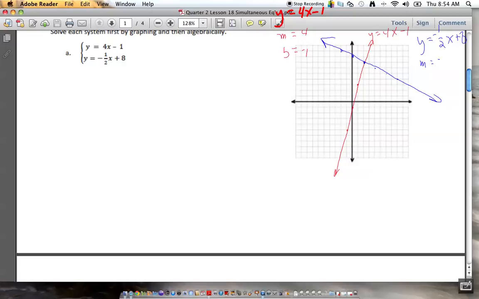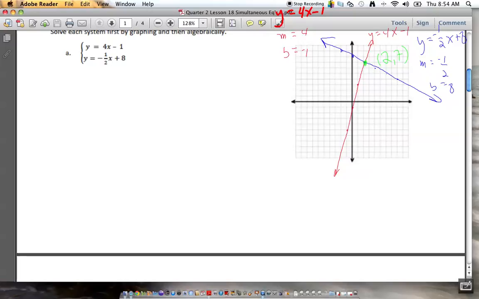I forgot to mention the slope was -1/2 and the y-intercept was 8. I mentioned it, I didn't write it down. Okay, so the common solution here is the point where x is 2 and y is 7. So that's my solution, (2, 7).